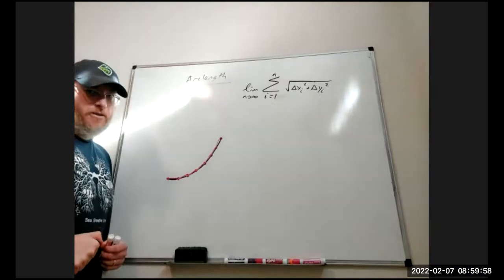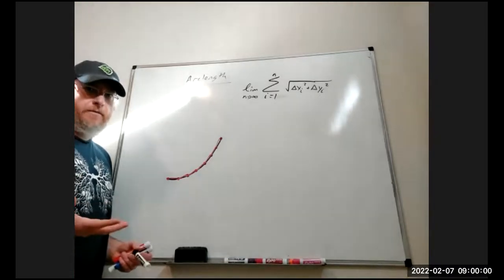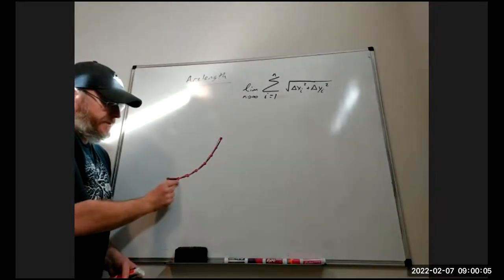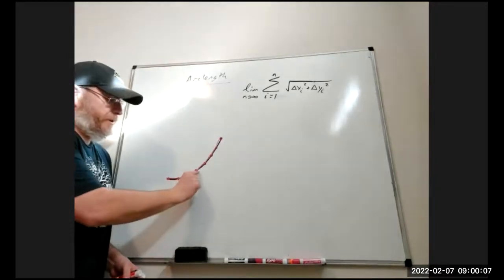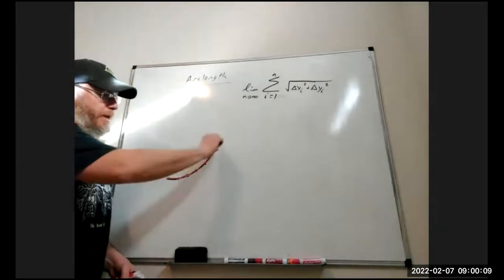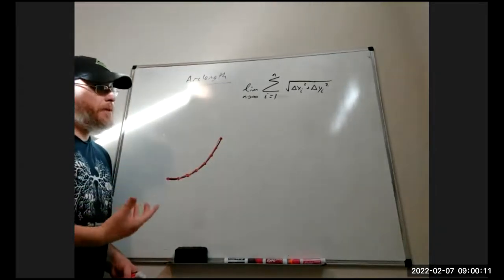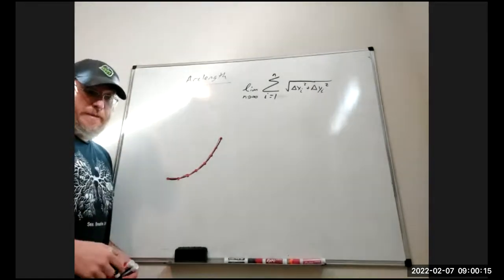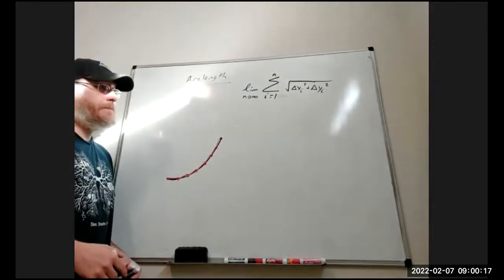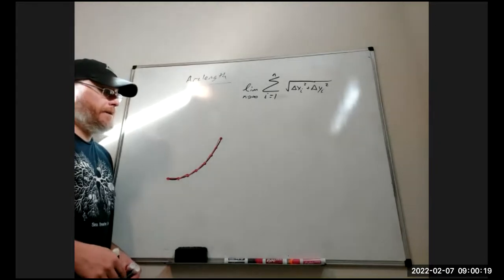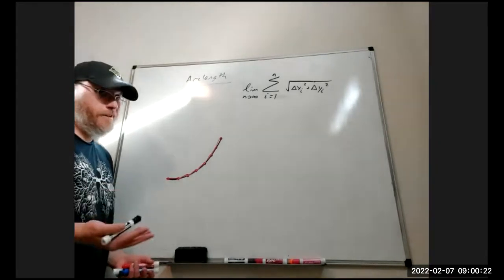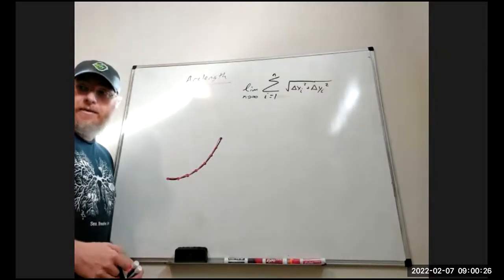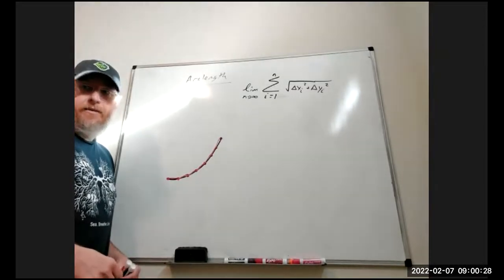All right, so you guys all good with that? The delta xi is just going to be the x difference on these two points, wherever we happen to be. And then the delta yi is the y difference. But for each one of them, we're going to calculate this square root, and then add them all up. All right, so that's what this thing looks like.